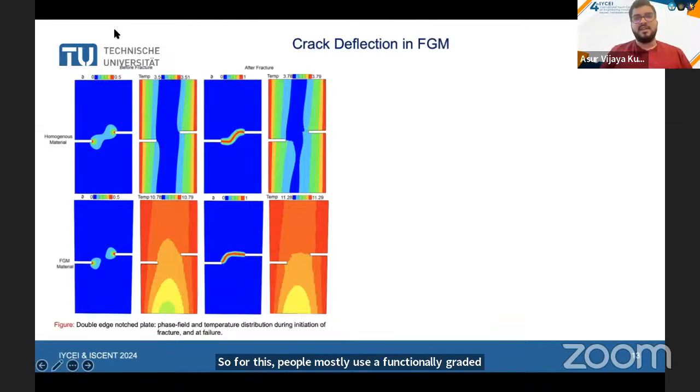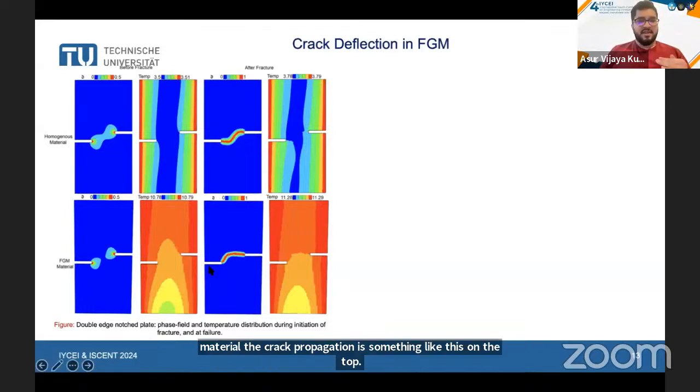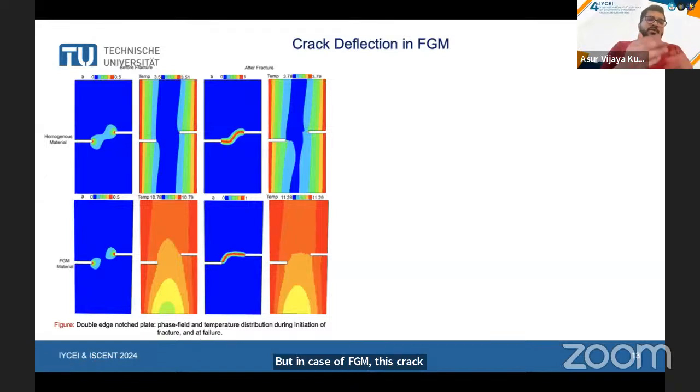So you can see here that in the homogeneous material, the crack propagation is something like this on the top. But in case of FGM, this crack is completely deflected. Well, you will say, come on, you already told us there are two cracks, so it's just a matter of closing the cracks. So I'll give you another example as well.